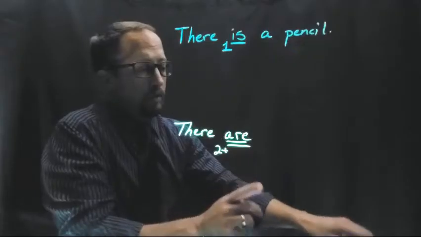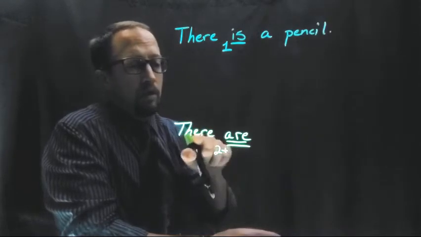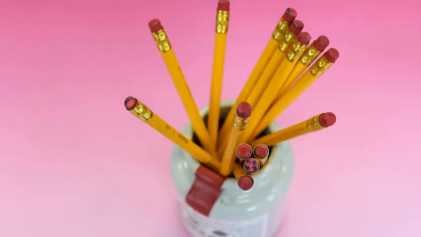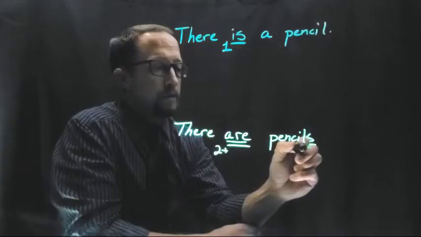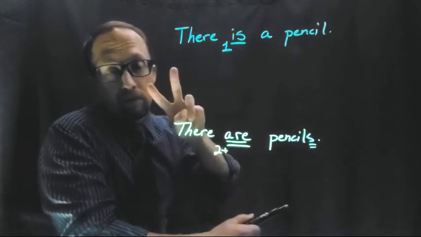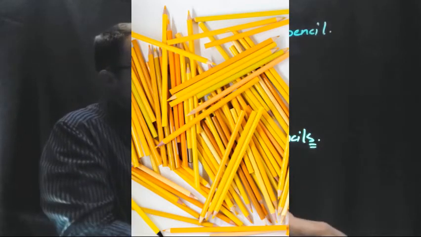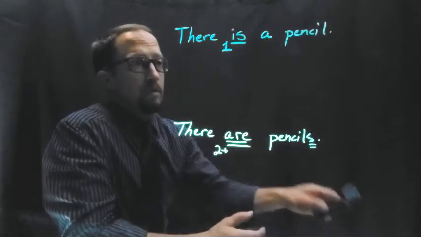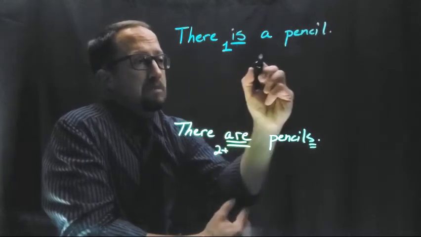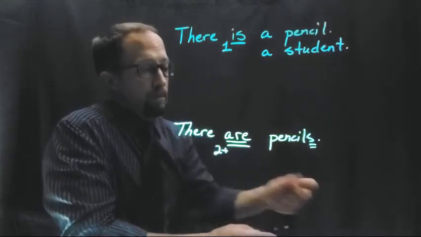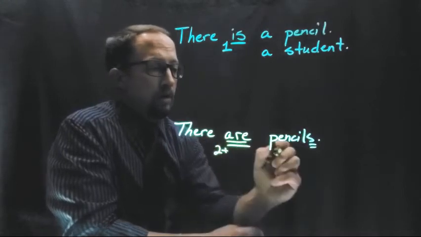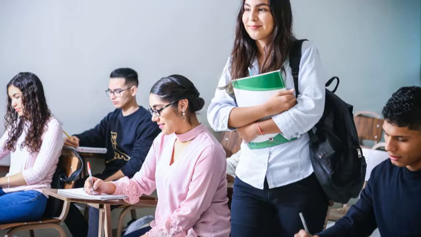For are, we would say there are pencils. Maybe two, maybe three, maybe many. We could say there is a student. Or we could say there are students.